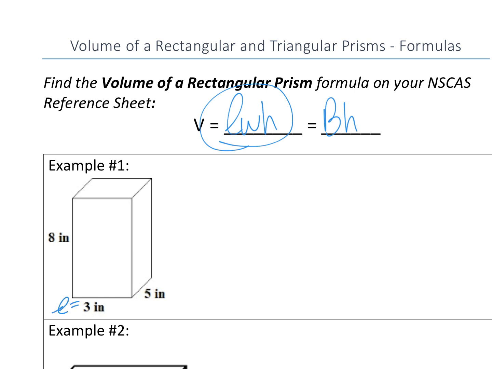Okay, our width would be from front to back. So the width here will be 5 inches, and then the height is just from top to bottom, so 8 would be our height. So we're going to go ahead and plug that into our formula. We have V equals, in place of L, we're going to do 3 times W, which is 5, times 8 for the height. Okay, so go ahead and pause the video, grab your calculator, and type this in. We're going to take 3 times 5 times 8.